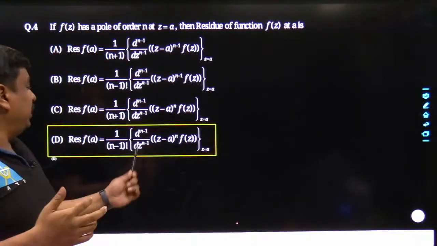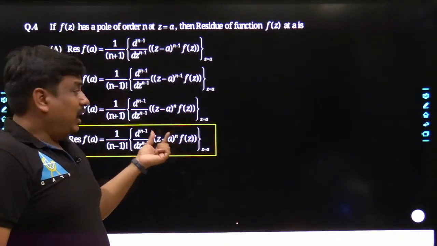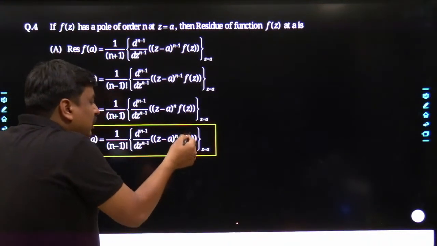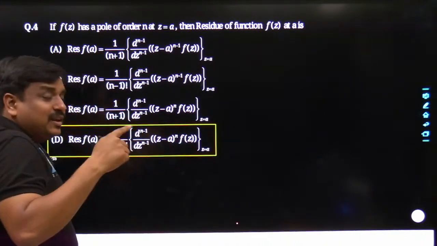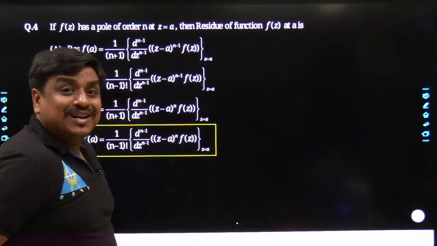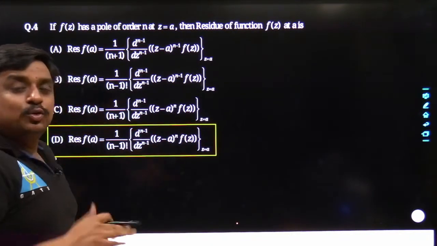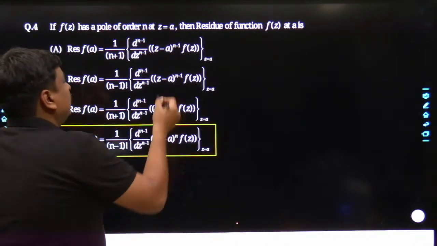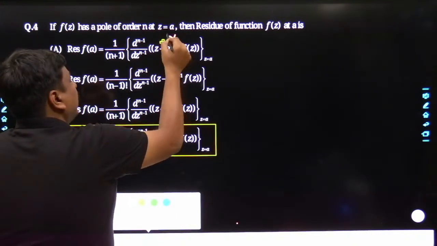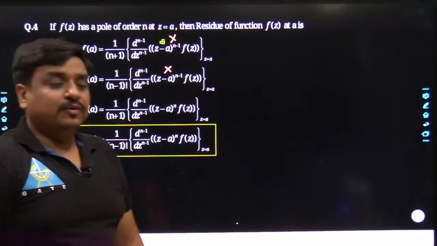How did I know option D is the correct formula? My dear friends, if f of z has a pole at z equals a with order n, then the denominator of f of z would have z minus a to the power of n, and that has to be removed by multiplying by z minus a to the power of n. Then the numerator and denominator would have the same factor and they would be cancelled out. That's not happening in the other options, so they would not be the correct one.